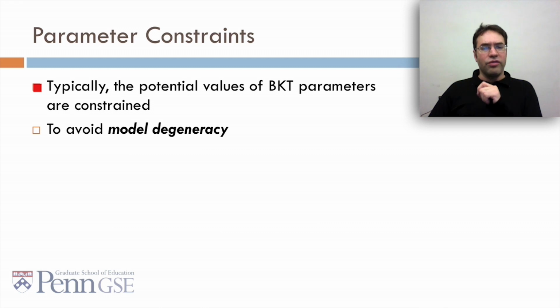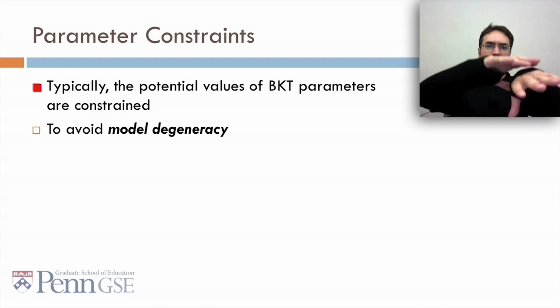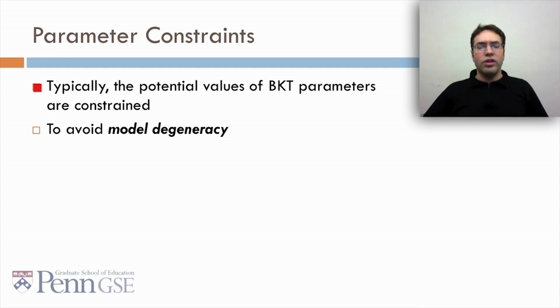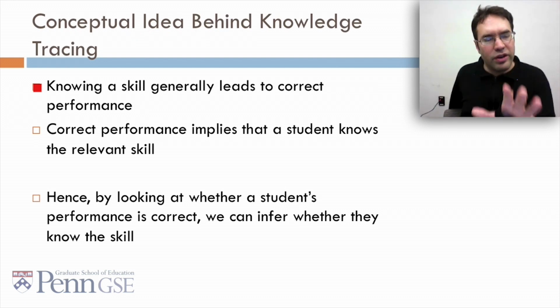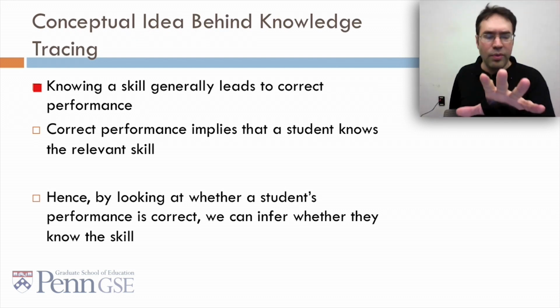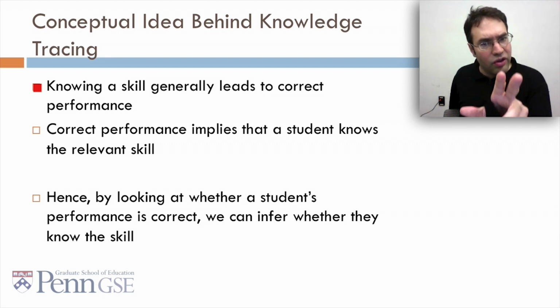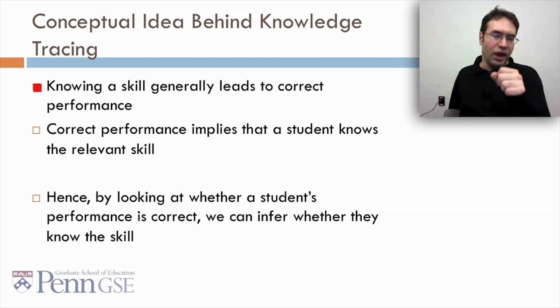Typically, the potential values of BKT parameters are constrained. I mentioned that the guess and slip we had are kind of low, and so the model is fairly dynamic. We do want to constrain those values somewhat to avoid what's called model degeneracy. Model degeneracy is based on violating the conceptual idea behind knowledge tracing. That conceptual idea is knowing a skill generally leads to correct performance, and correct performance implies that a student knows the relevant skill. If you can't trust these things, you're kind of in trouble.